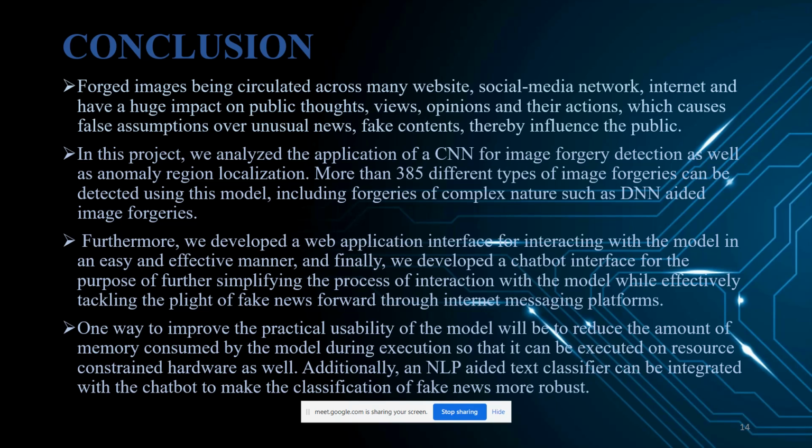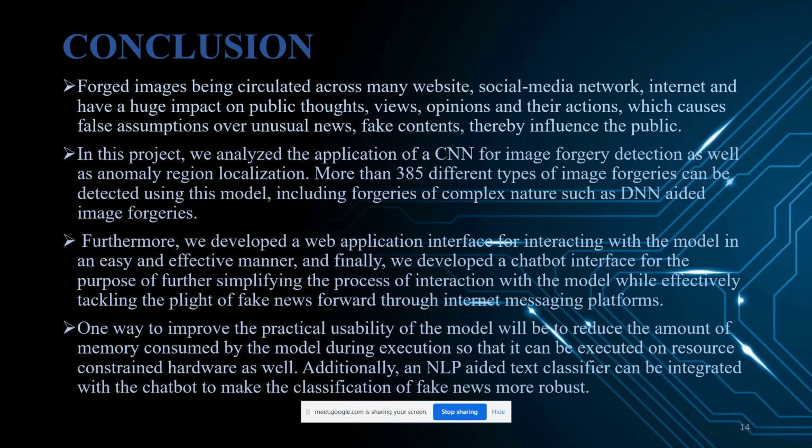And finally, we develop a chat box interface for internet messaging platforms. Forged images have been circulated across many websites like social media networks and the internet, and have a huge impact on public thoughts, views, opinions, and actions.